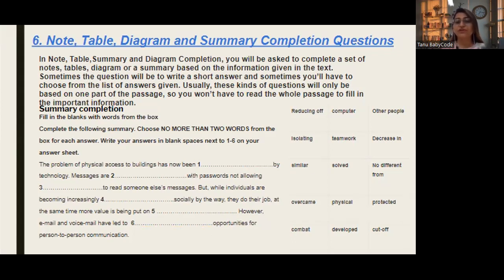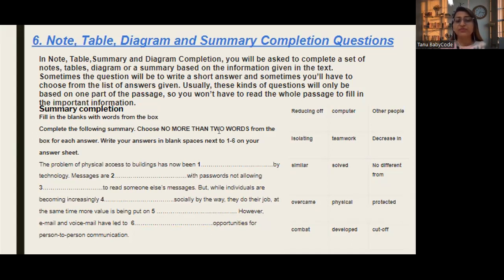So these kinds of questions are based on only one part of the passage. You don't have to read the whole passage to fill in the information. In this type of question, you have to go to a single paragraph. That means a selected part of the passage, not randomly going here and there finding the information. No.